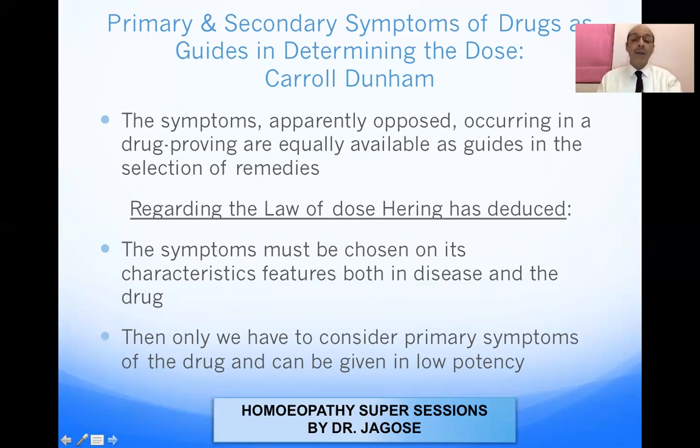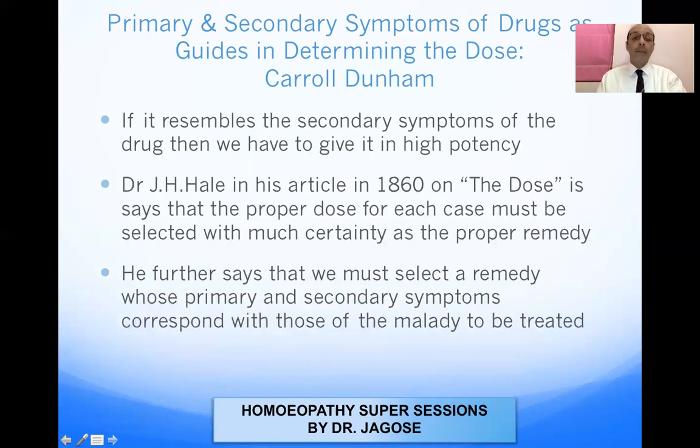So this we already know, and Dr. Hering has given a conclusion regarding the law of dose. It says that we must take into account the characteristic features or the characteristic symptoms both in the disease and in the drug. Then only we have to consider primary symptoms of the drug, and it can be given in the low potency. So for this, we can only consider the primary symptoms of the drug and we can use the low potency. If it resembles the secondary symptoms of the drug, then we have to give it in high potency.